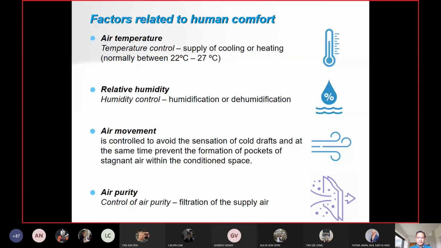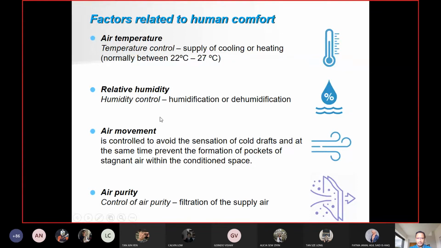So we are more concerned about the factors related to human comfort. What you see here are mostly things that you can find on the remote control of the aircon in your house. If you take the remote control, basically you can control all these things, except maybe relative humidity. You can control air temperature, that's the most basic thing for using aircon.